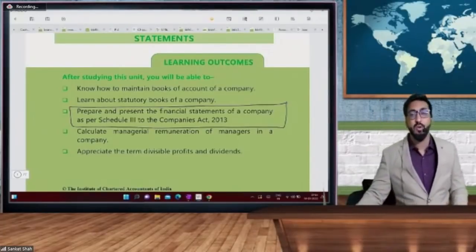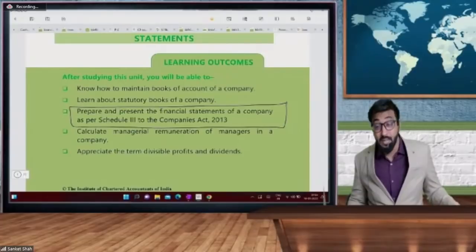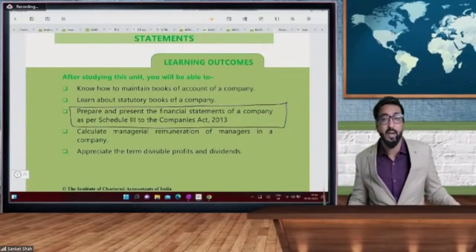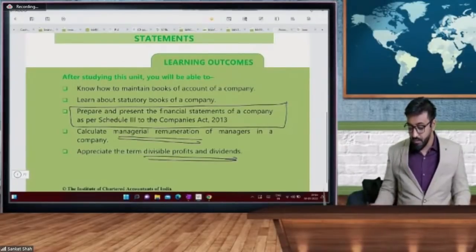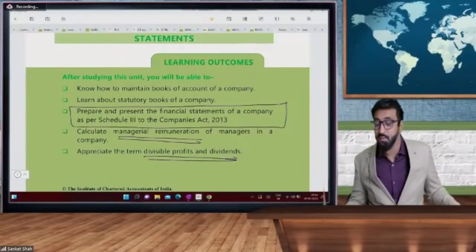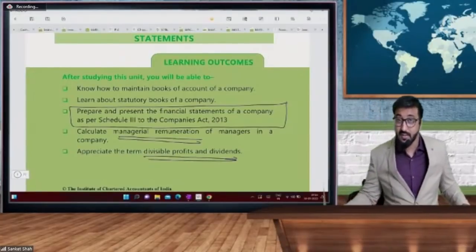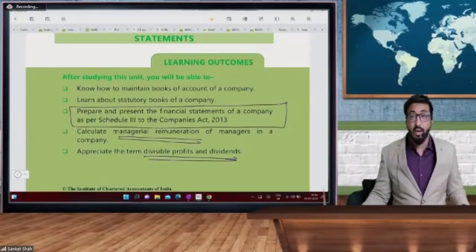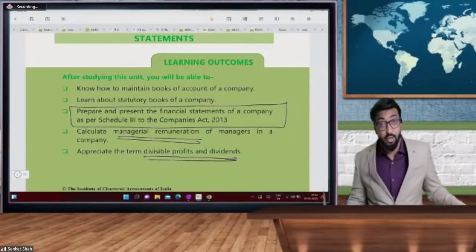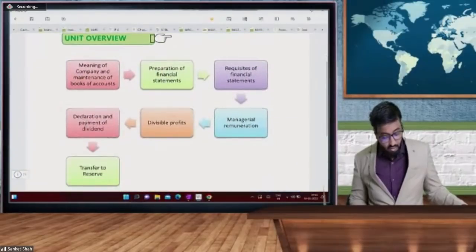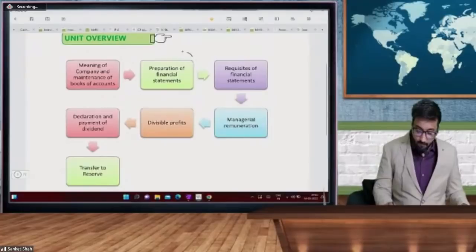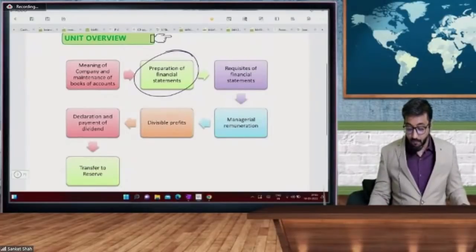You are aware about the valuation of managers in the company and appreciate the terms divisible profit and dividend. So these two parts we are going to cover in next session. So managerial remuneration and divisible profit. Friends, this chapter is really very easy one. So every one of you, please participate where to put all these items that I'm going to ask you. These questions are a very interactive session. So let's start with this rocking session once again. Unit overview. I'm focusing on this preparation of financial statements.